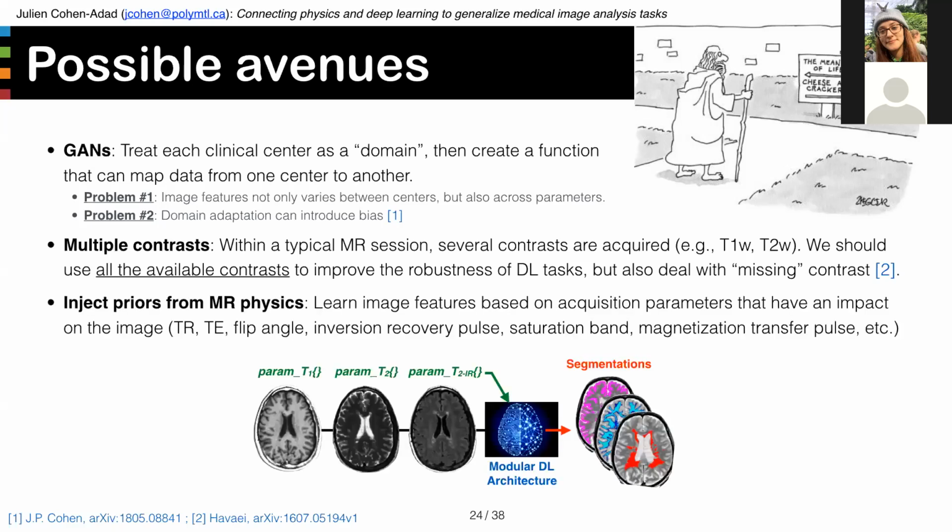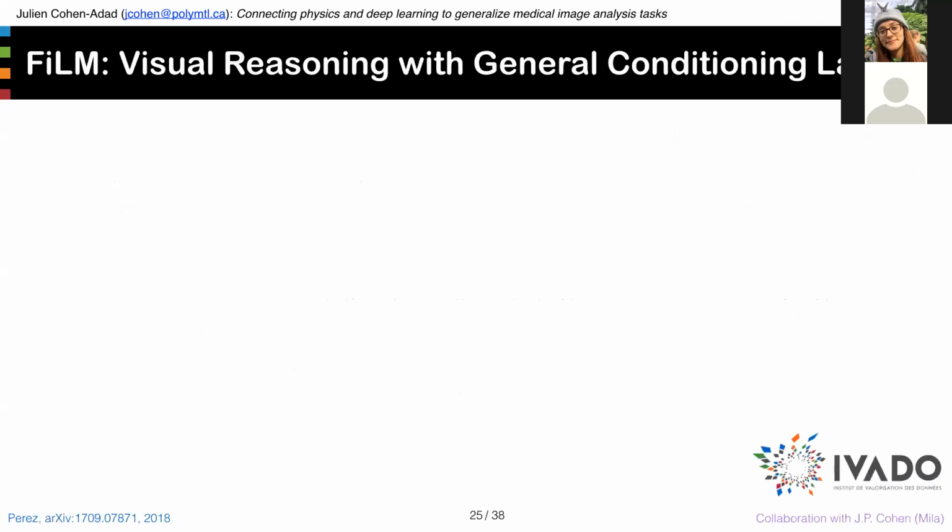Lastly, another cool approach would be to add priors from MR physics in order to generalize models better. So we know that some parameters, such as repetition time, flip angle, and so on, do affect the image contrast. So why not introduce them in the model training so the model would ultimately learn how these parameters affect the image contrast. So this is something we're currently working on, and I'll show you some preliminary results.